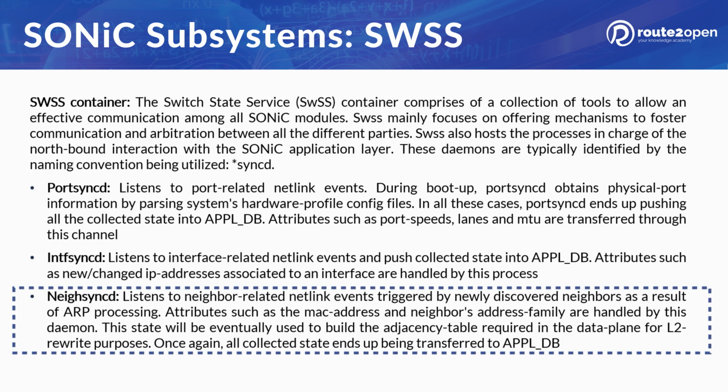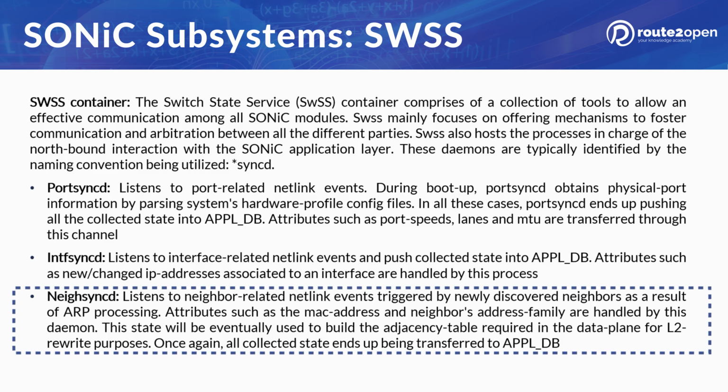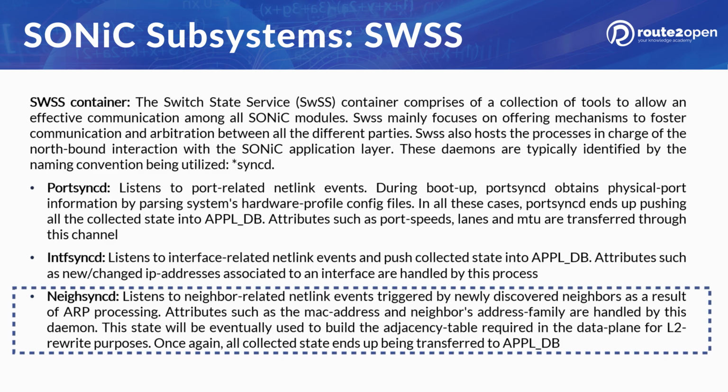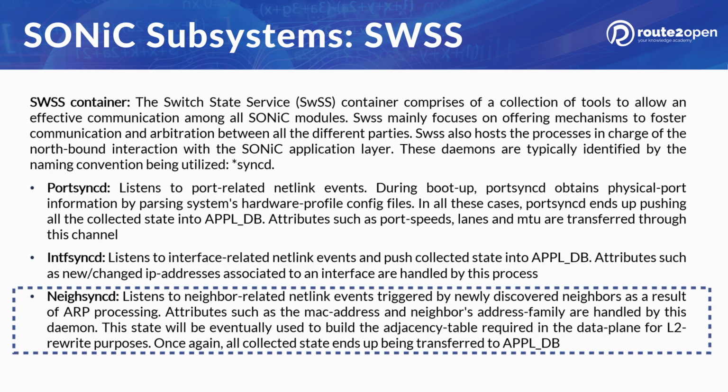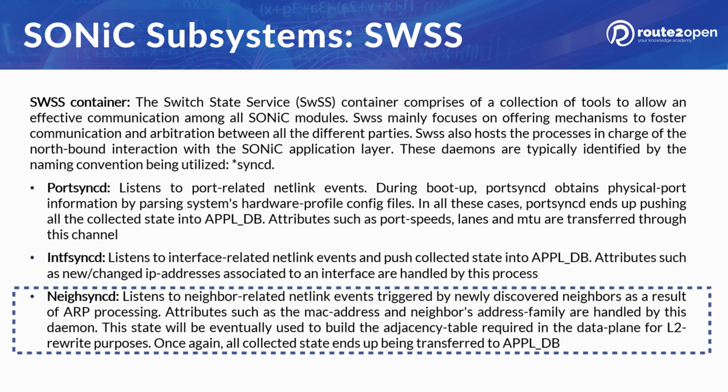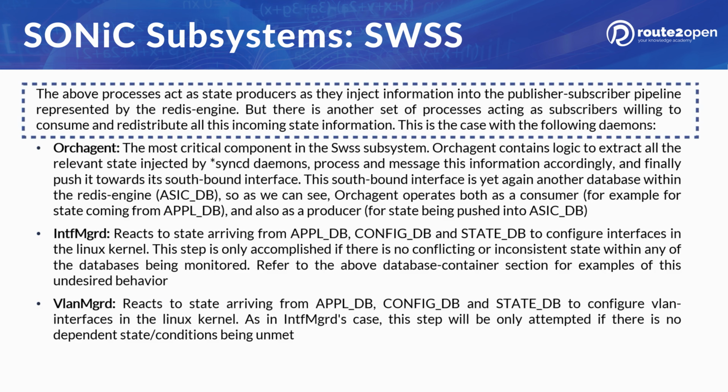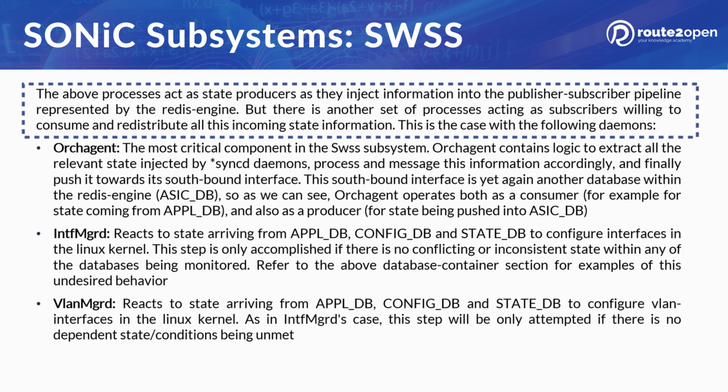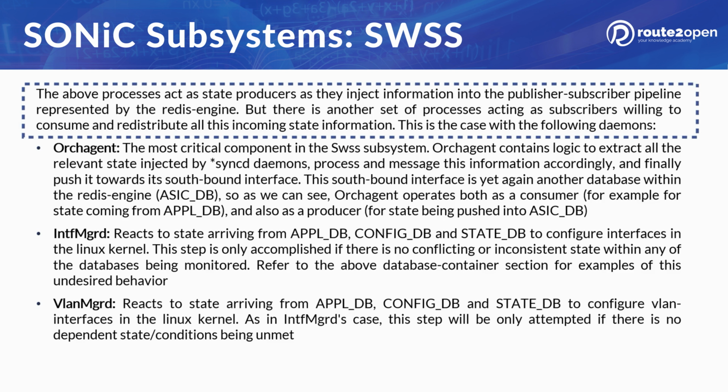Neighsyncd listens to neighbor-related netlink events triggered by newly discovered neighbors as a result of ARP processing. Attributes such as the MAC address and the neighbor's address family are handled by this daemon. This state will eventually be used to build the adjacency table required in the data plane for Layer 2 rewrite purposes. Once again, all collected state ends up being transferred into AppDB. The above processes act as state producers as they inject information into the publisher-subscriber pipeline, represented by the Redis engine. But there is another set of processes acting as subscribers, willing to consume and redistribute all this incoming state information.